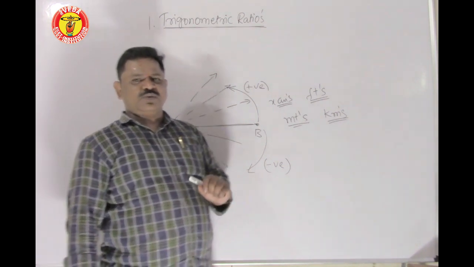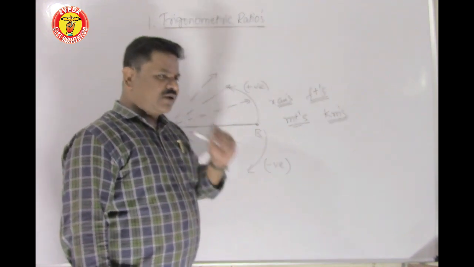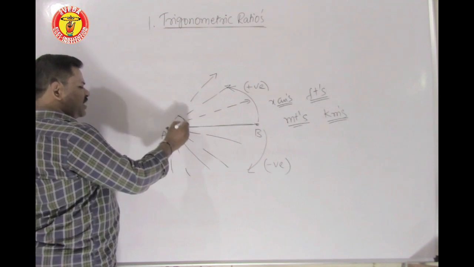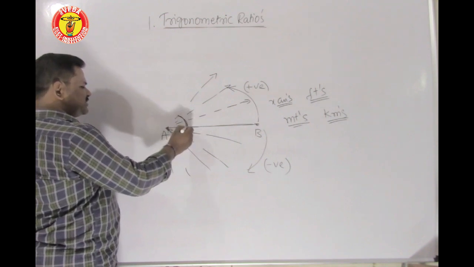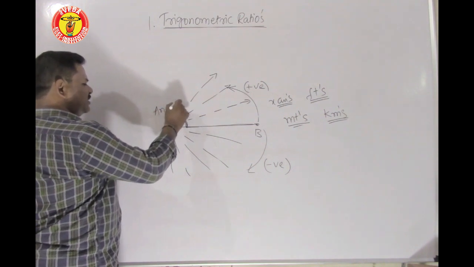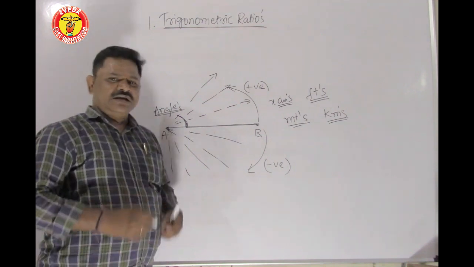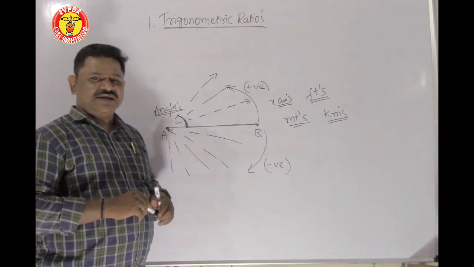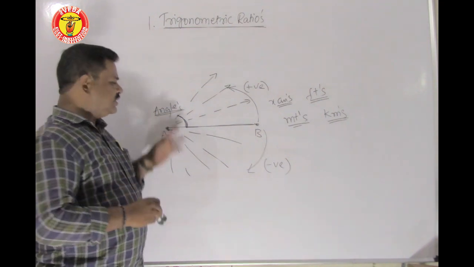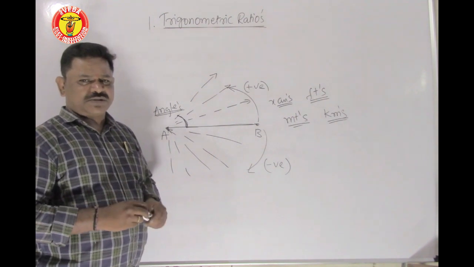That's why our ancestors gave a conclusion: if you draw an arc in between two lines, that arc is called an angle. By knowing this angle, we are able to determine each and every high-level distance by using the angle only. Remember this point, my dear students.